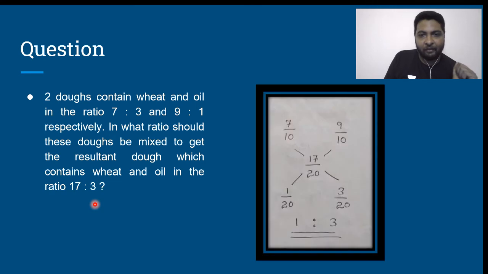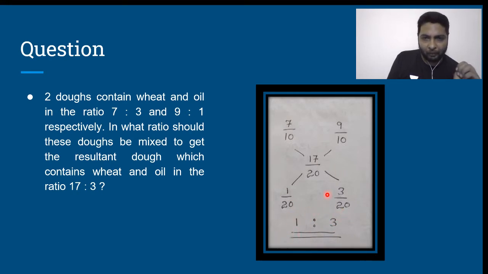However, for the sake of convenience, let me just explain the same thing. 7 is to 3. What is the amount of wheat over here? 7/10 is the wheat. What is the amount of wheat here? 9/10 is the wheat. What is the amount of wheat here? 17 out of 20. Now go diagonal. This way 17/20 minus 7/10 is 3/20. This way 9/10 minus 17/20 is 1/20. 1/20 is to 3/20 is same as 1 is to 3. Therefore, my answer will be 1 is to 3.